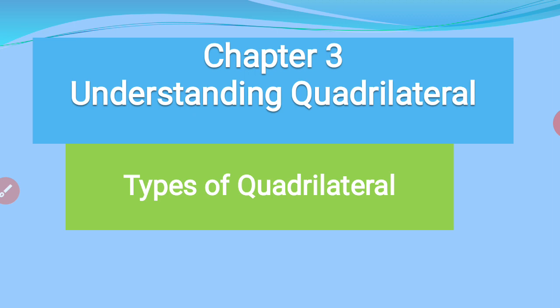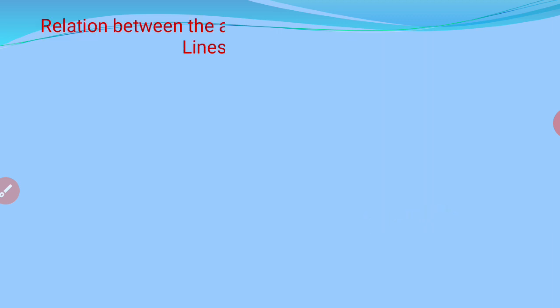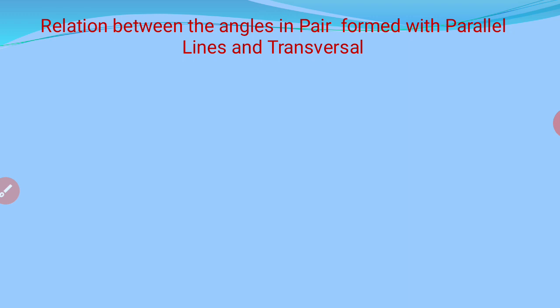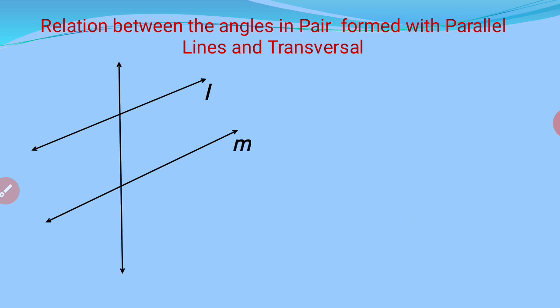Initially we will be studying about various properties of different types of quadrilaterals. So let's begin. Before I proceed directly to the quadrilaterals, let us revise a little bit about lines, a pair of lines and a transversal, or a pair of parallel lines and a transversal. So now this is a pair of lines L and M, and that is a transversal T.